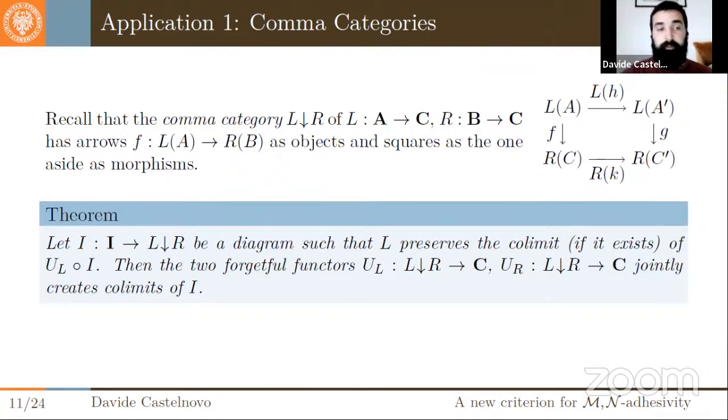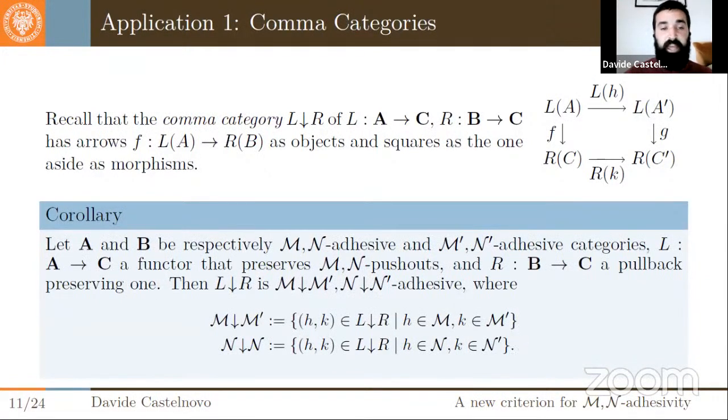We have this theorem that is a classic exercise in basic category theory. If we have a diagram I into a comma category, and if L preserves the colimit, if it exists, of UL, the forgetful functor into A, then the two forgetful functors from the comma category, one into A and the other into B, jointly create colimits of I.